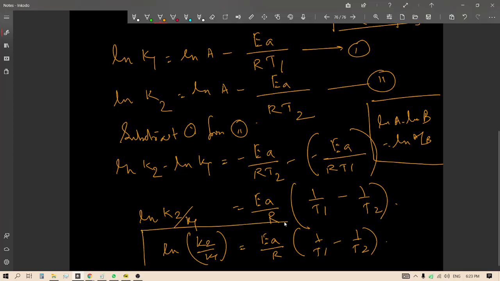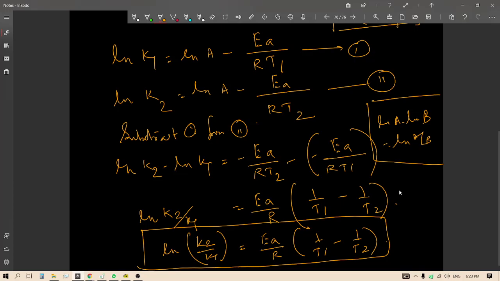So when temperature changes from T1 to T2, my rate constant changes from K1 to K2 and the relation can be found out by this equation. That is why this was our main motive. That is why I said this portion is dependence of rate constant on temperature.